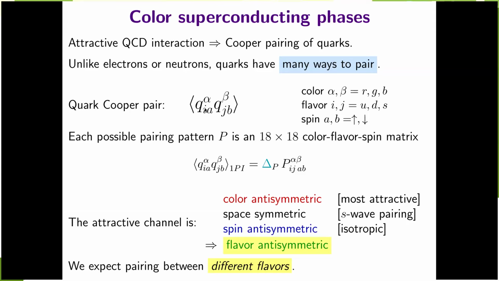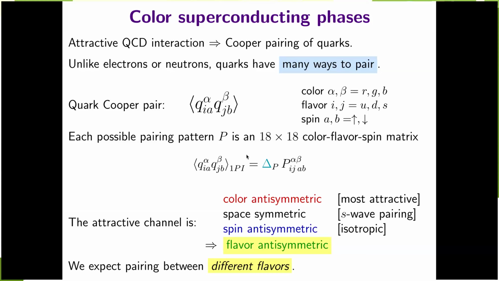And that means that if you talk about Cooper pairing here, this Cooper pair has lots of indices, lots of choices. In fact, it's got 3 colors, 3 flavors, and 2 spins, which makes 18 choices for one quark. There's 18 choices for the other quark. So actually, there's an 18 by 18 color, flavor, spin matrix of possible pairing choices.